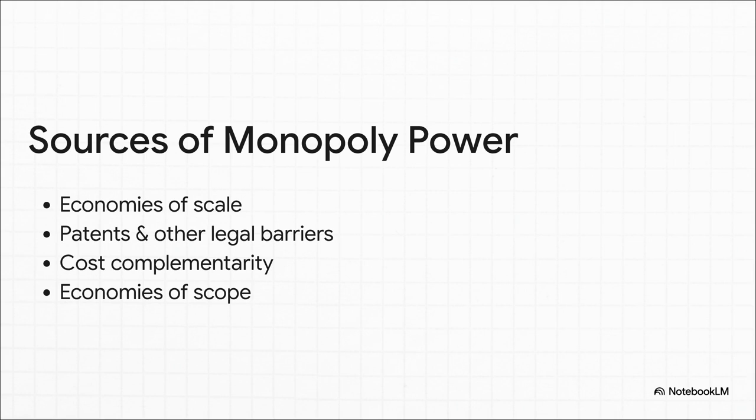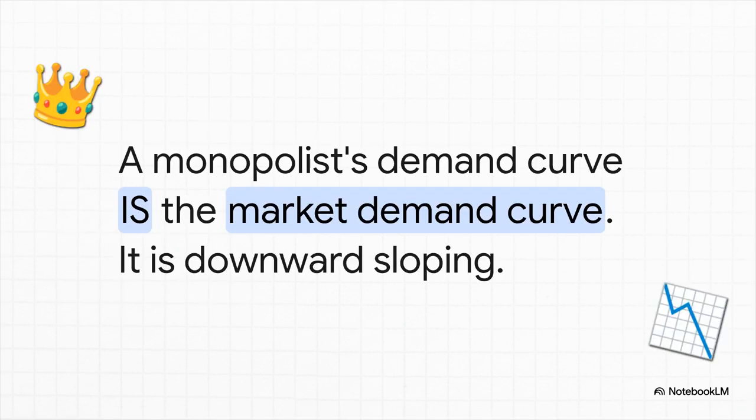Or maybe they just have a secret sauce, some unique cost advantage that no one else can replicate. Now, this is a really important shift in thinking. Remember that flat demand curve for the competitive firm? Well, forget it. A monopolist's demand curve is the entire market's demand curve. And what does that look like? It slopes downward. If they want to sell more of their product, they have to lower the price.